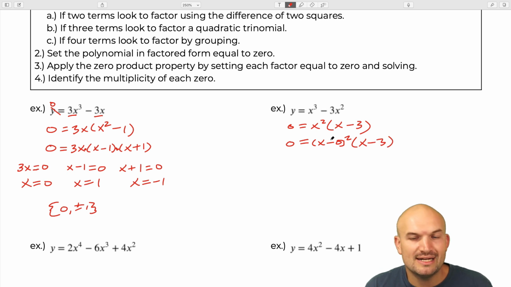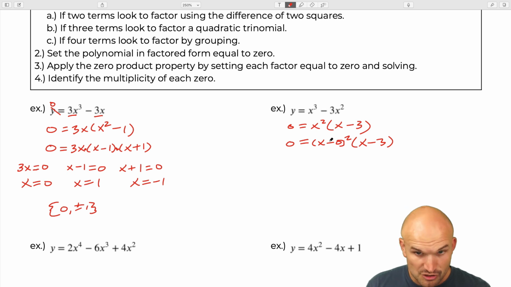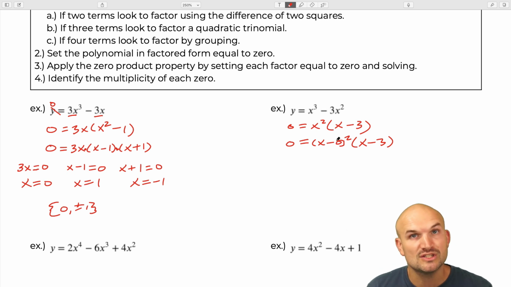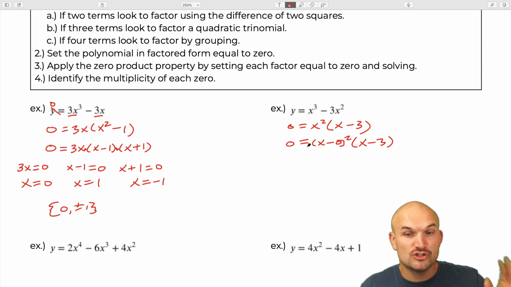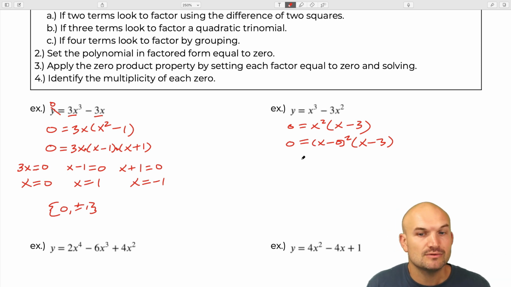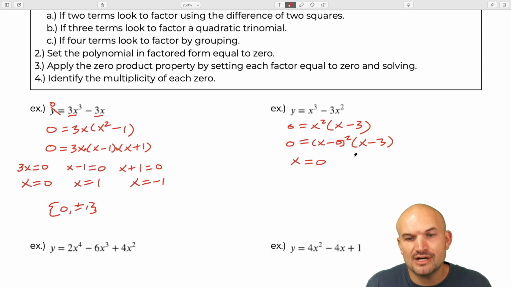The reason I'm writing it like this is because I want you to understand that the zero of this is 0, but it has a multiplicity of 2. Because you could factor x squared into x times x, and you can see it's a repeated zero. x is equal to 0 twice. That's why the multiplicity is equal to 2. So we'll have x equals 0 and x equals 3. If you set x minus 3 equal to 0, x equals 3.